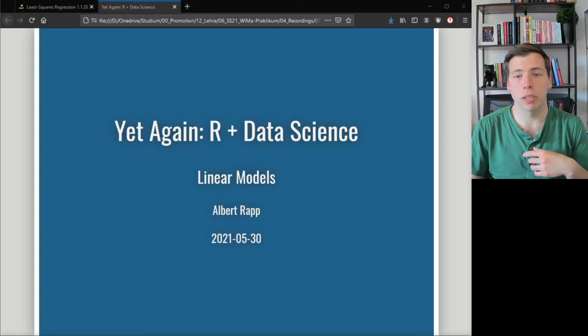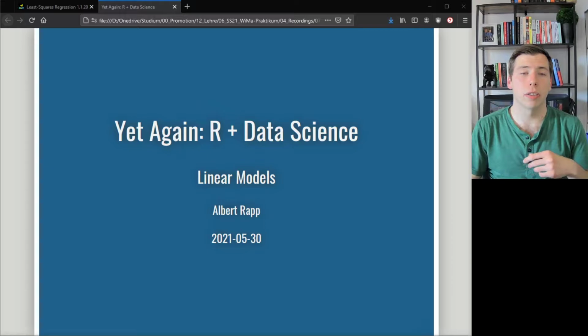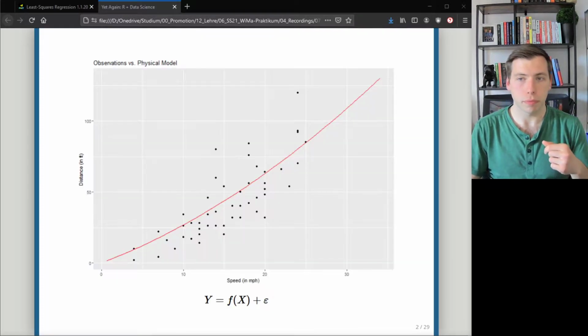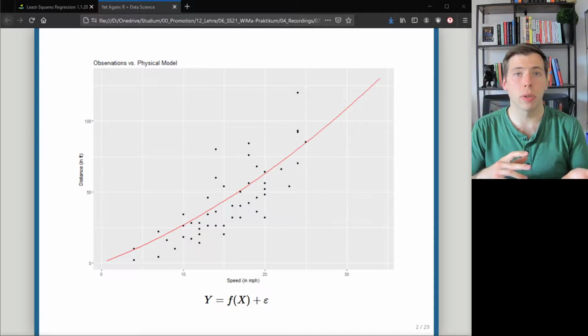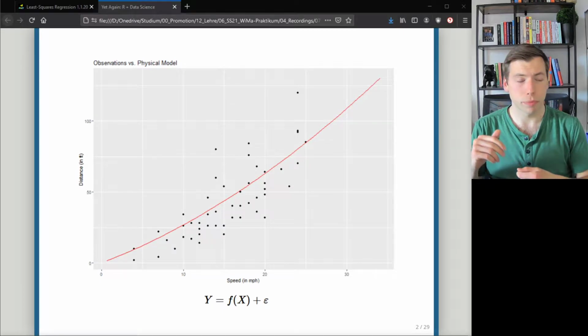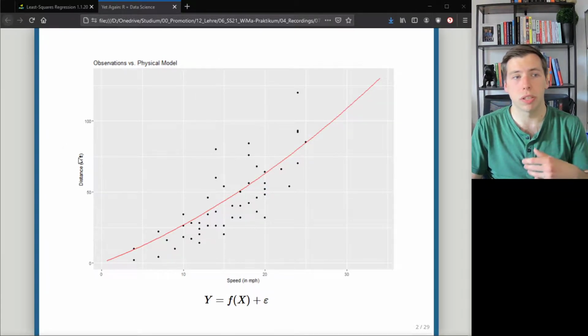So to get started, let us talk about what we mean when we say we're trying to find a model. Let us go back to our example from our data wrangling chapter, where we were looking at the data set cars that consisted of two variables, speed and distance, and was measuring the distance it took a car to stop when it was driving at a specific speed.